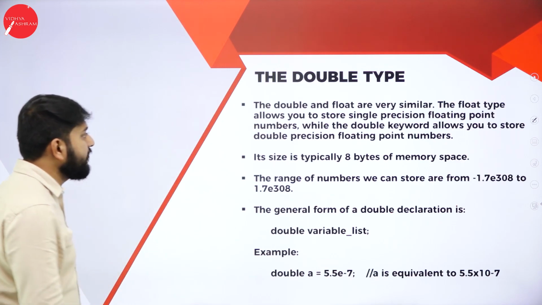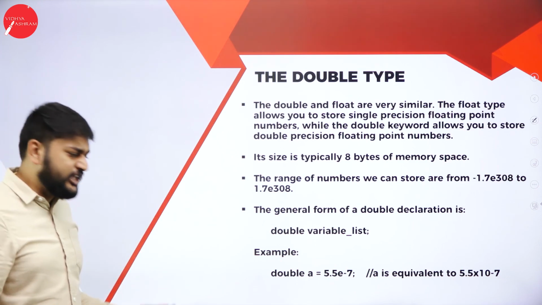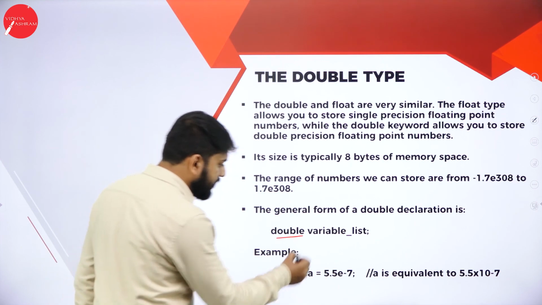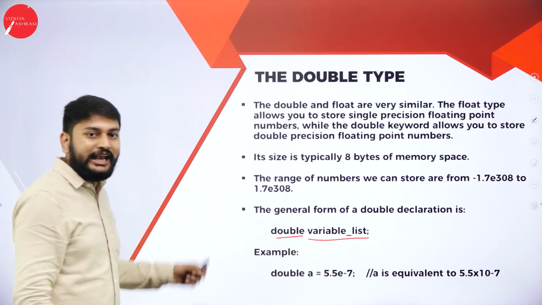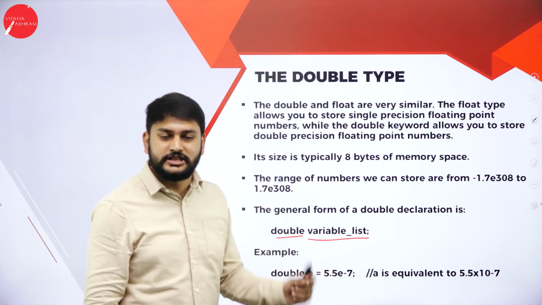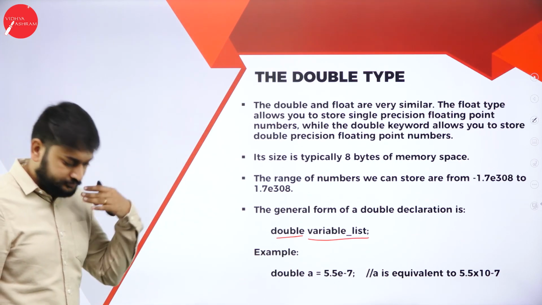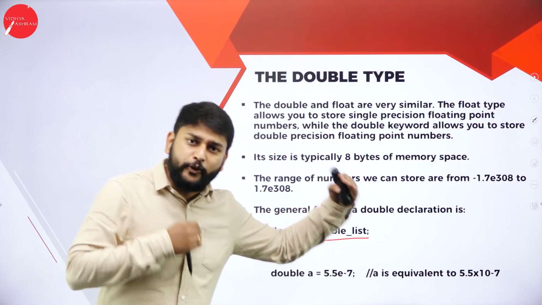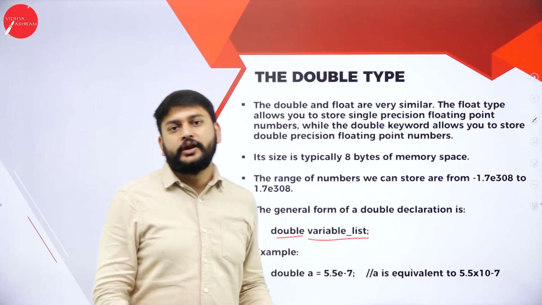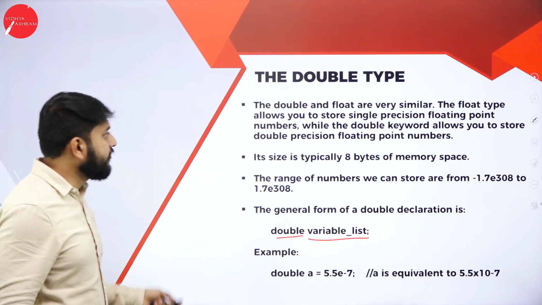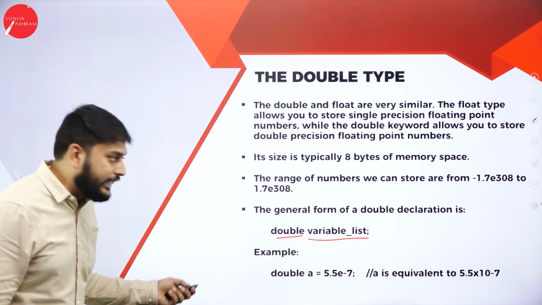What is the next one I have? I have double. Same thing, you just write double as the data type and then the variable list, but it will help you to store double precision. The floating point range will be more when compared to float, so that's an advantage you have whenever you store with a double type.